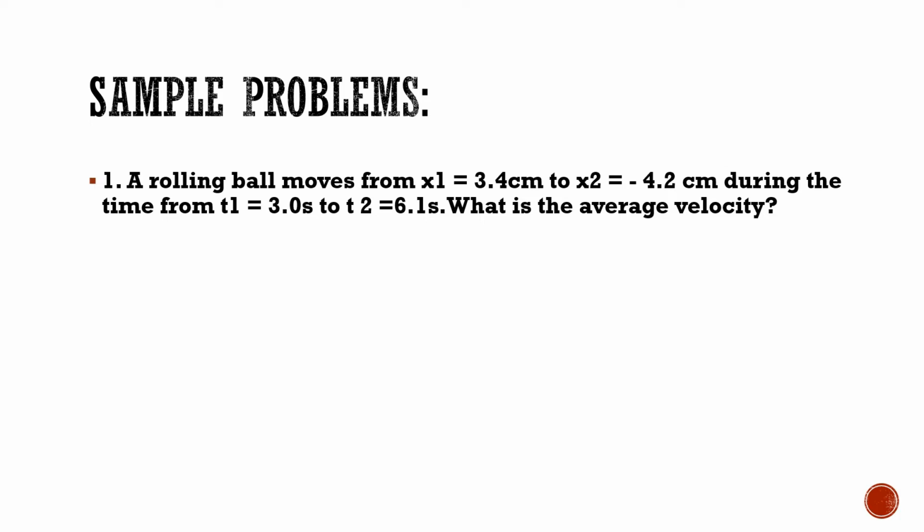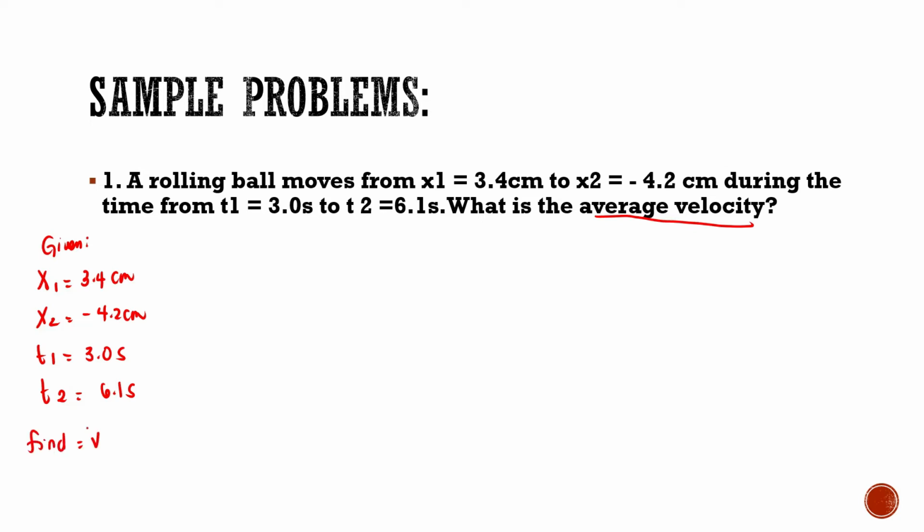So since we are looking here for velocity, and there are 2 points used, let's identify first the given. Our given is x sub 1, which is 3.4 cm. X sub 2 is negative 4.2 cm. And time 1, which is 3.0 seconds. And t sub 2, which is 6.1 seconds. So find the average velocity. Based on our given, we can use the 2 points formula.